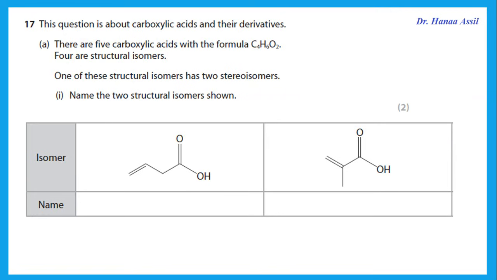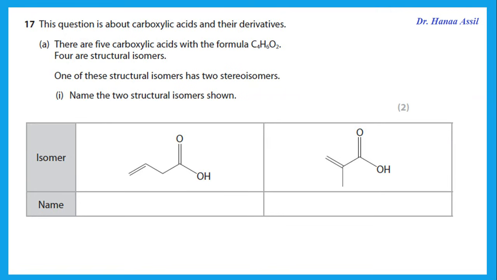This question is about carboxylic acids and their derivatives. There are 5 carboxylic acids with the formula C4H6O2. 4 are structural isomers. One of these structural isomers has 2 stereoisomers. Name the 2 structural isomers shown.